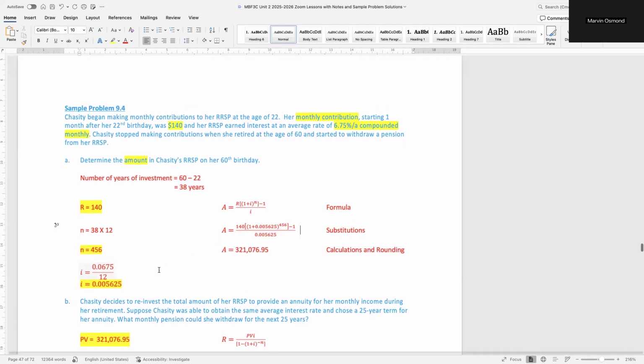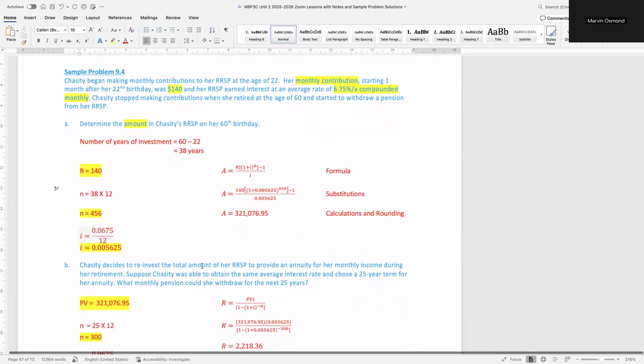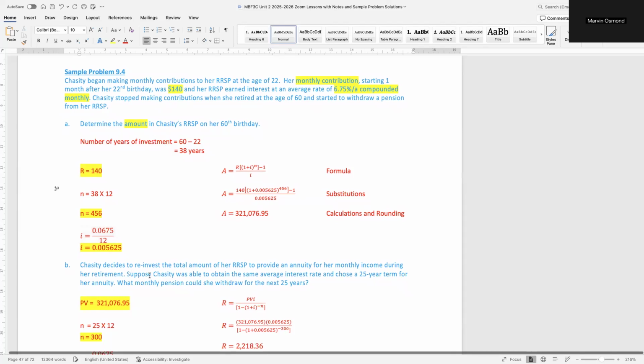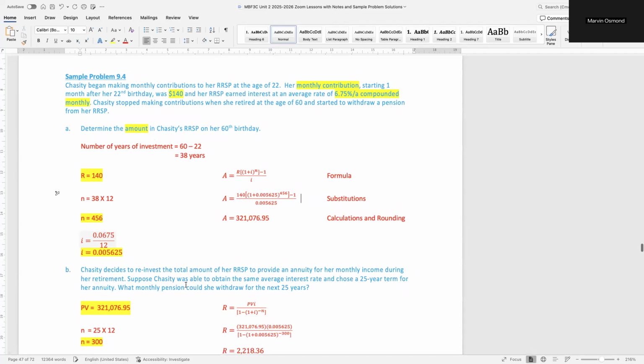The next part, she decides to reinvest the total amount of her RSP to provide an annuity for her monthly income during her retirement. Suppose Chastity was able to obtain the same average interest rate, so 6.75%, and chose a 25-year term for her annuity. What monthly pension could she withdraw for the next 25 years?